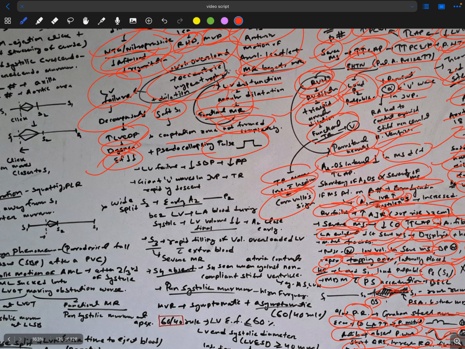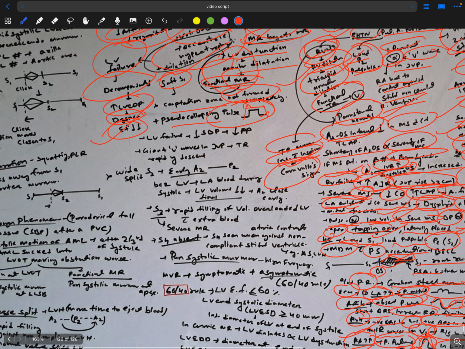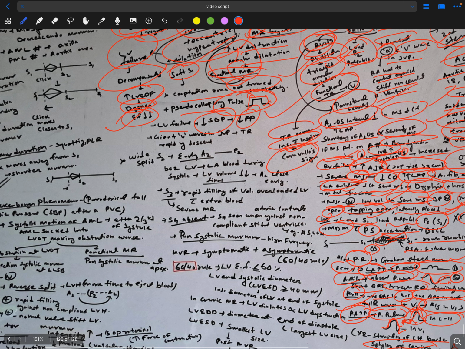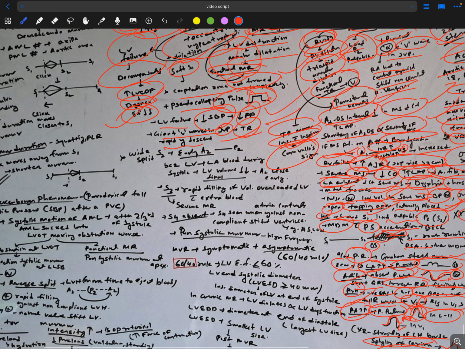There will be a pseudo collapsing pulse, with rapid downstroke, well sustained peak and normal volume. In LV failure, there will be decrease in systolic blood pressure, and pulse pressure will decrease. Giant V wave is seen in JVP in case of TR, with rapid wide descent.